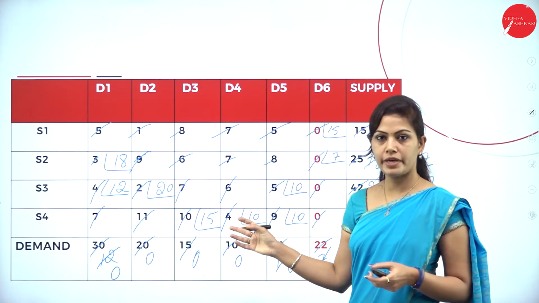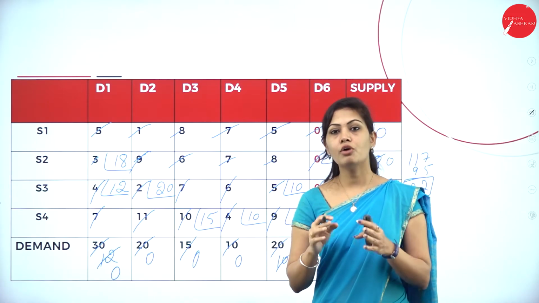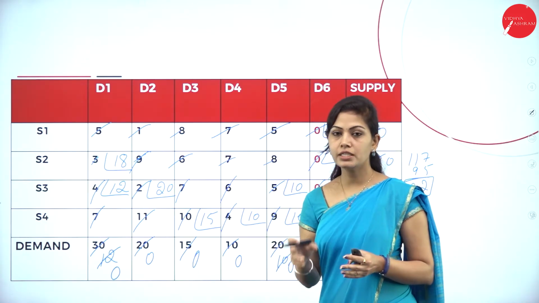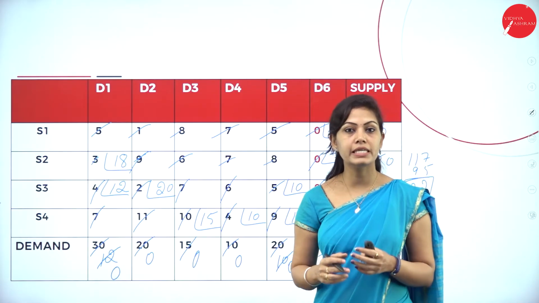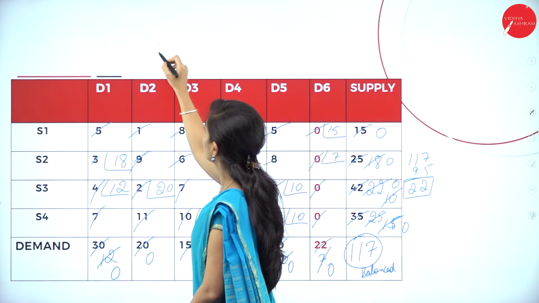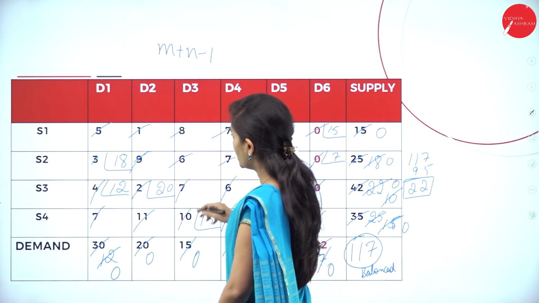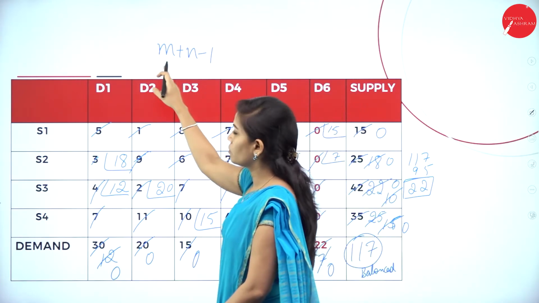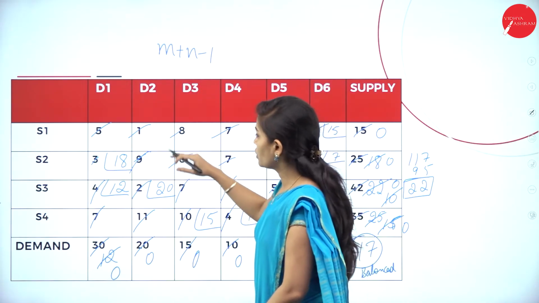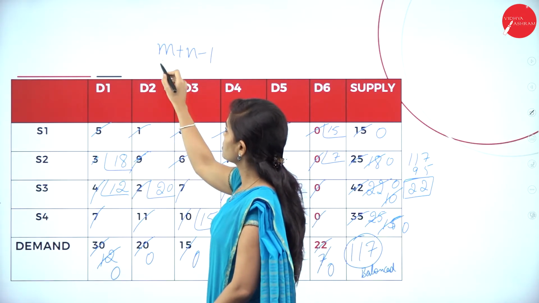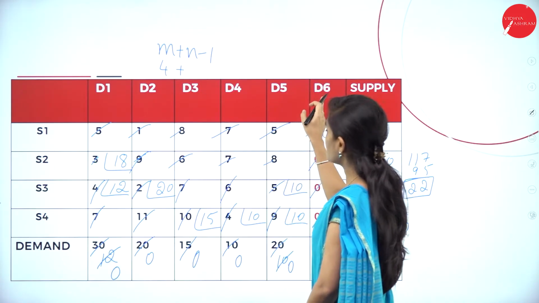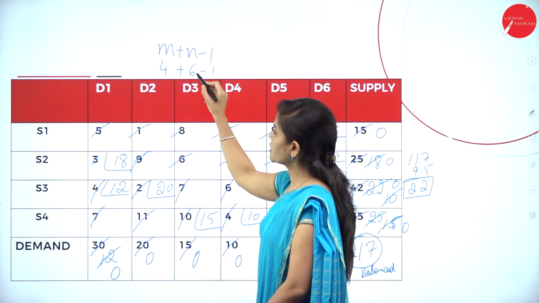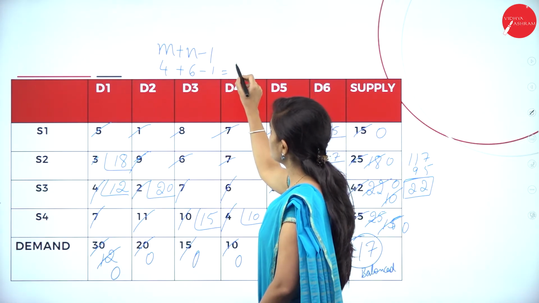After the cancellation of the variables, I can find the transportation cost. How to find the transportation cost? You just consider all the allocated cells. But before finding the transportation cost, you have to find whether the problem is non-degenerate or not. How to find non-degenerate? We have m plus n minus 1, number of rows plus number of columns minus 1. Number of rows is m, number of columns is n. We have 4 rows plus 6 columns minus 1. 6 plus 4 is 10, 10 minus 1 is 9.